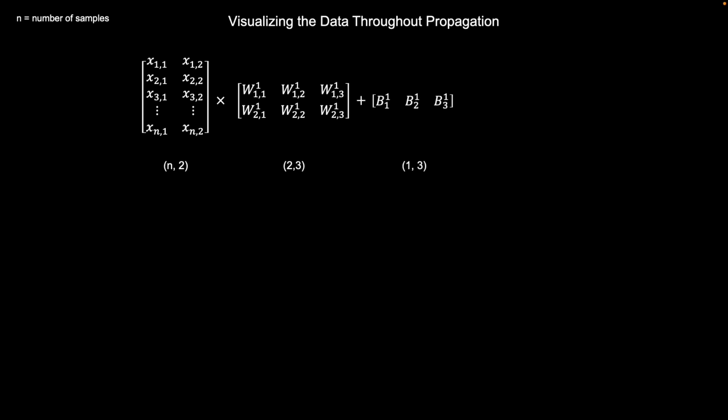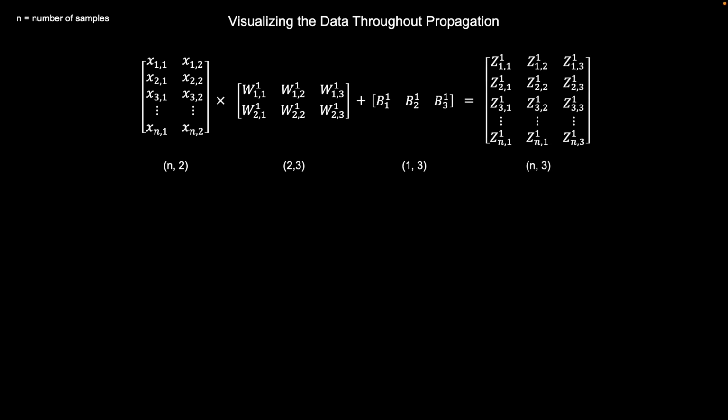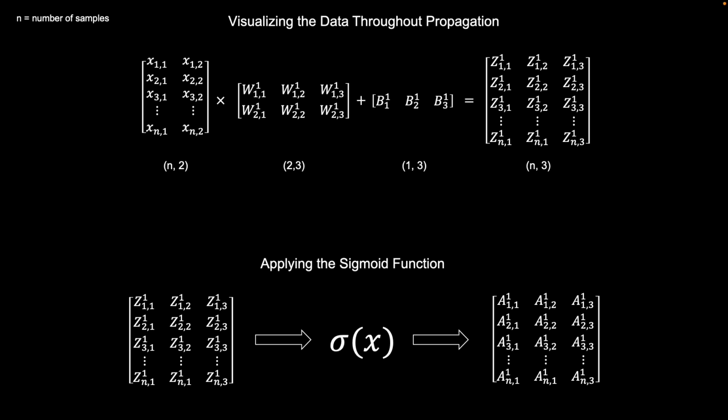We'll then add a bias of shape 1 by 3 to all of these values in the dot product. This will become Z1, or the dot product of the first layer, which is of shape n by 3. We'll then pass Z1 through the sigmoid function, which will return A1, which is the same shape as Z1 but will become the inputs of the hidden layer.